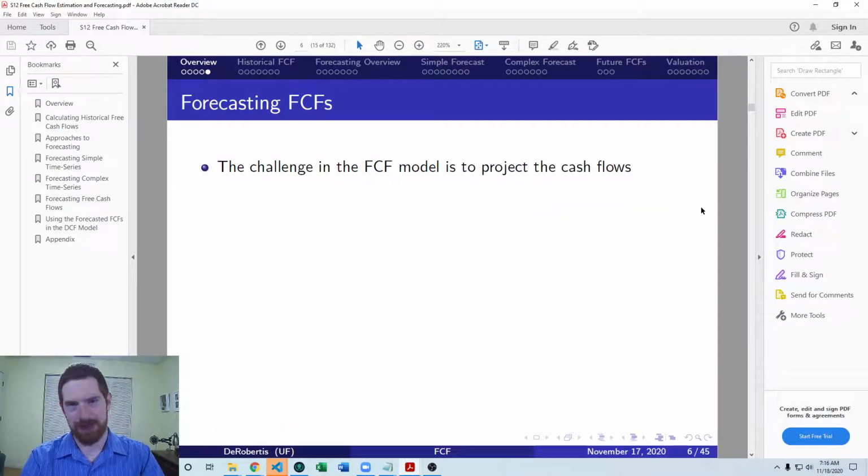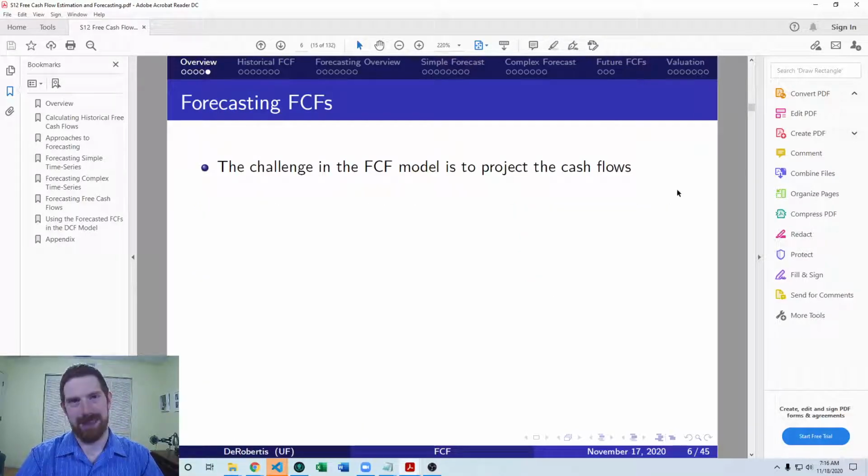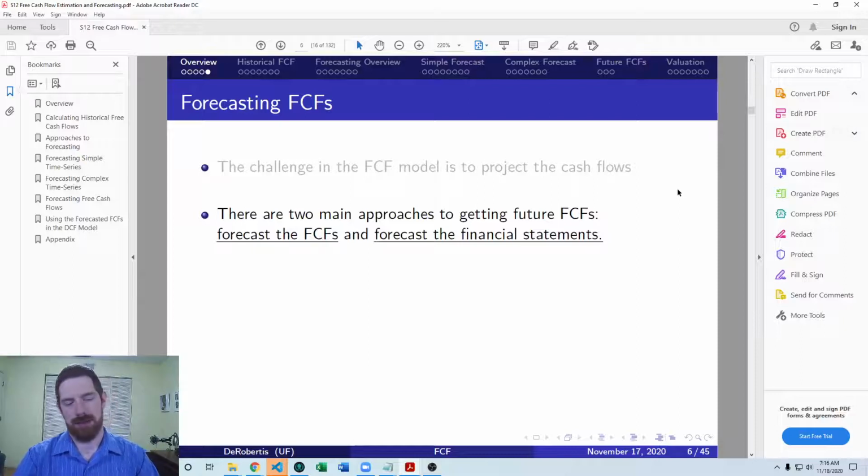And then thinking about the other side of free cash flows in the DCF model, we need to forecast them into the future. And this is definitely the more challenging part because the historical free cash flows are a very mechanical thing. You just do the calculation and you're done. But with forecasting, there's a lot of decisions you have to make as the modeler, and you want to use knowledge you have about the company in order to make those decisions. So we can broadly break down, at the highest level, how to forecast the free cash flows into two methods, and that is forecasting the free cash flows directly or forecasting the financial statements.